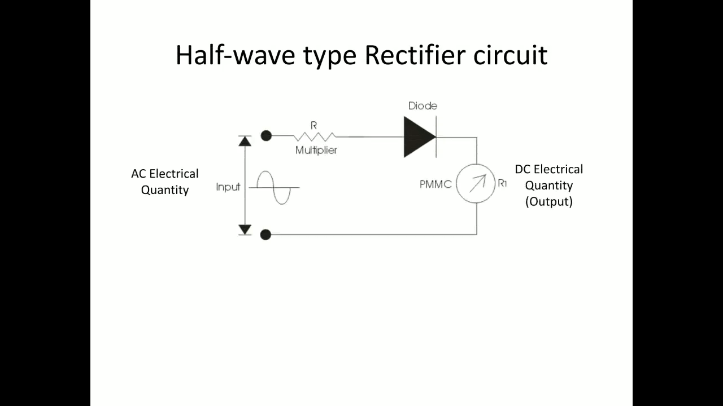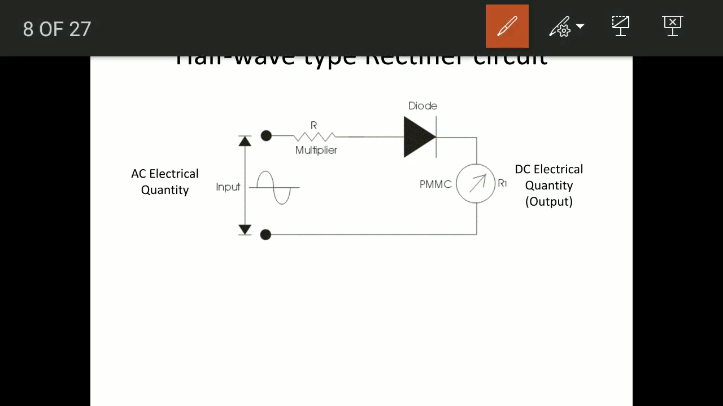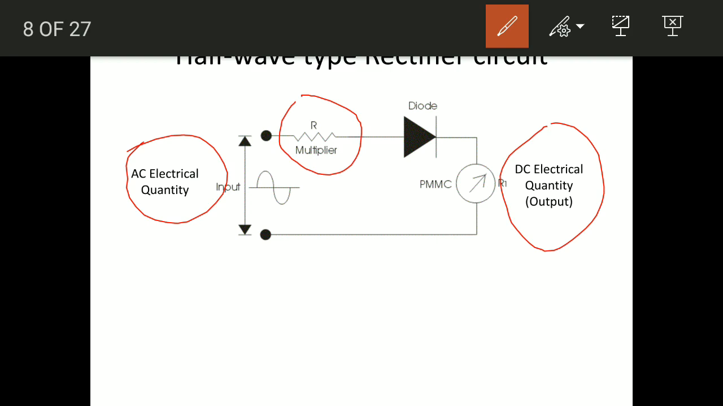So what is a half wave type rectifier circuit? This circuit indicates a schematic view, or you can say circuit diagram, for a half wave rectifier type circuit. Here the input quantity is AC and the output is definitely going to be a DC one. This resistor is known as the multiplier resistor, which is connected in series with the PMMC type instrument just to limit the value of current flowing through the instrument, or just to limit the value of current flowing through the diode.